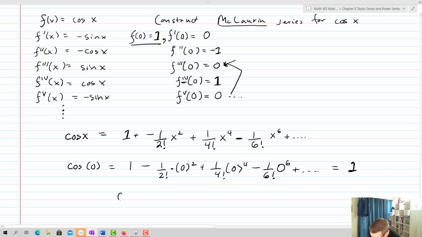So cosine x can now be written as equal to the sum, n equals 0 to infinity. The first term is going to be x to the 2n, because we have an x to the 0 term, divided by 2n factorial, and then we need the interchanging signs, so this is going to be negative 1 to the n. And there we go. And you can see it's cosine x, so it's going to end up being even.